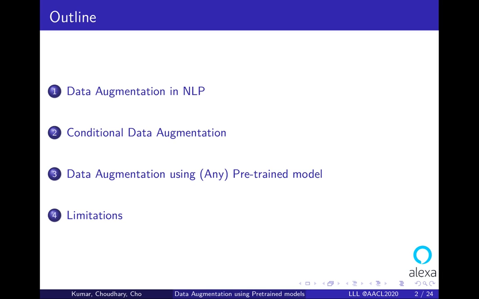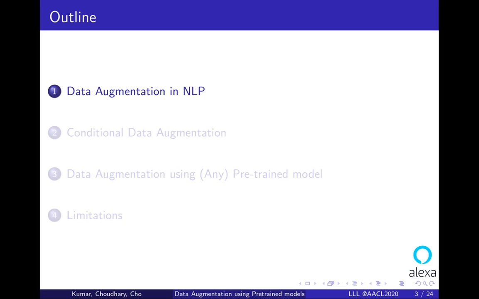Here is the outline of this talk. First, I will discuss different methods for text data augmentation. Then I will discuss conditional data augmentation, which is the main theme of this work. Then I will discuss our proposed data augmentation methods, which can be used with any pre-trained model. And in the last, I will conclude the talk with discussing some limitations of this work and how it can be extended. So let's get started.